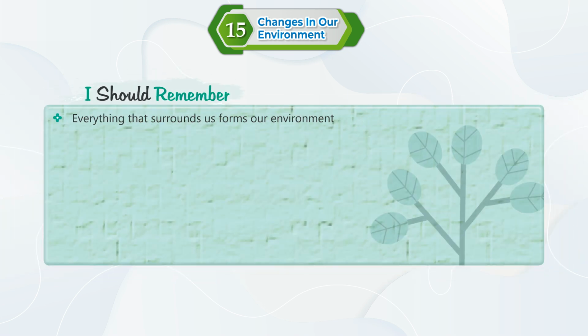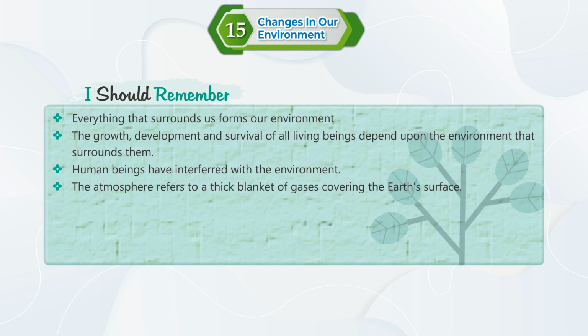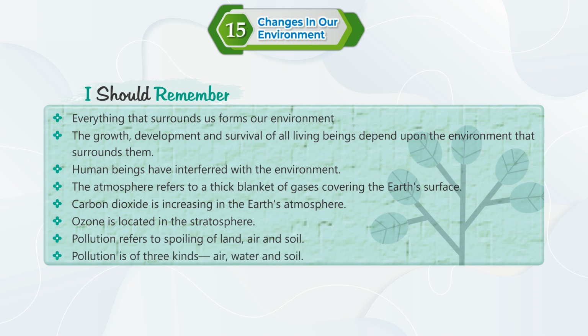I should remember: everything that surrounds us forms our environment. The growth, development and survival of all living beings depend upon the environment that surrounds them. Human beings have interfered with the environment. The atmosphere refers to a thick blanket of gases covering the Earth's surface. Carbon dioxide is increasing in the Earth's atmosphere. Ozone is located in the stratosphere. Pollution refers to spoiling of land, air and soil. Pollution is of three kinds: air, water and soil.